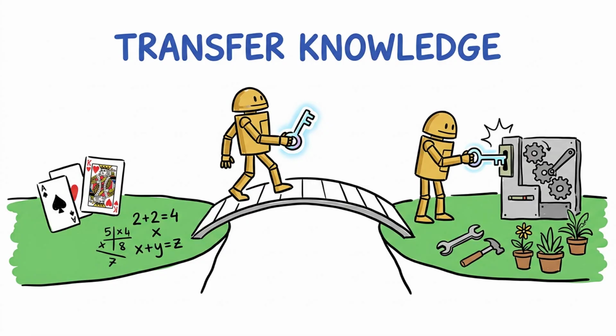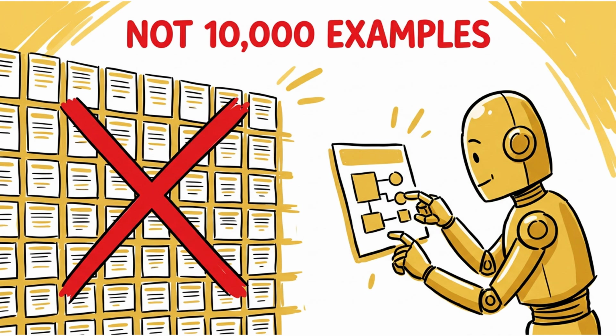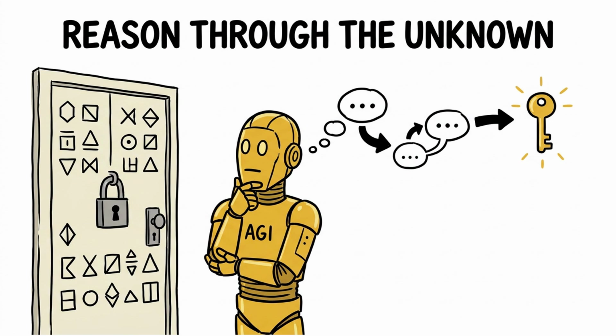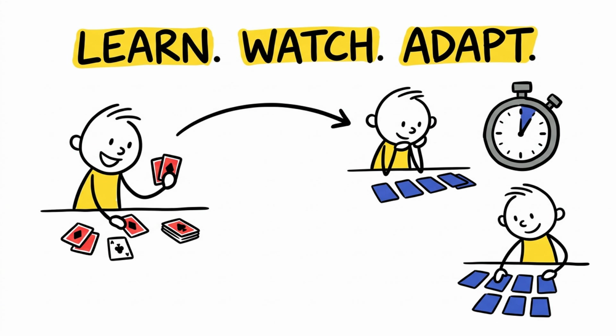AGI describes a system that can take knowledge from one domain and apply it, on its own, to a domain it has never encountered. A system that doesn't need to be shown 10,000 examples of a new task before it can attempt it. A system that can look at a genuinely unfamiliar problem and reason its way toward a solution. The way a human child can learn one card game and then figure out the rules of a different one by watching for 5 minutes.